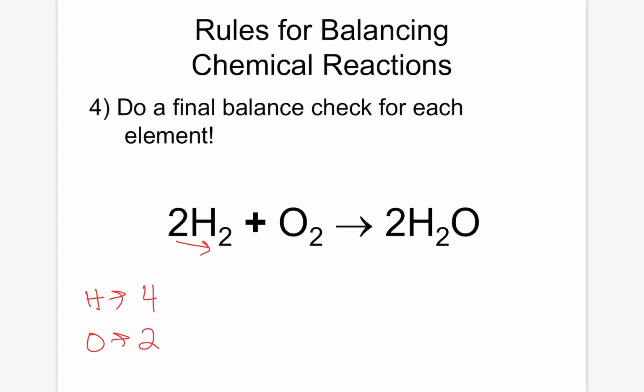O has 2. And I do the same. 2 times 2 is going to be 4. And then this 2 times this O is going to give me 2. And it all checks out.